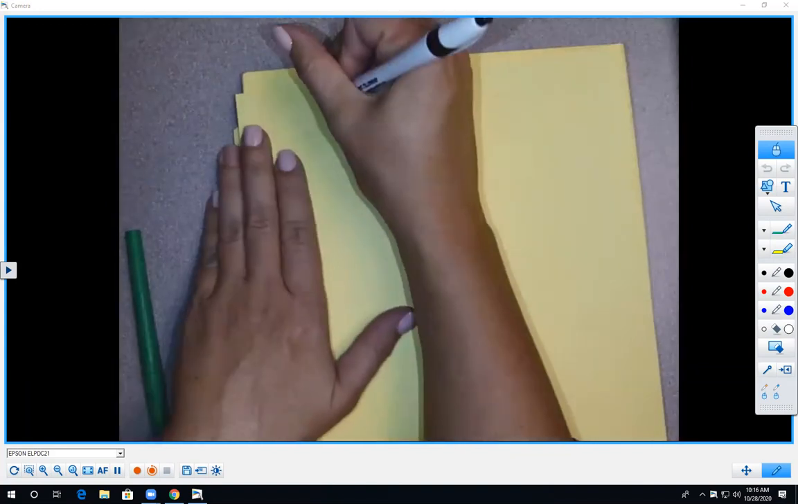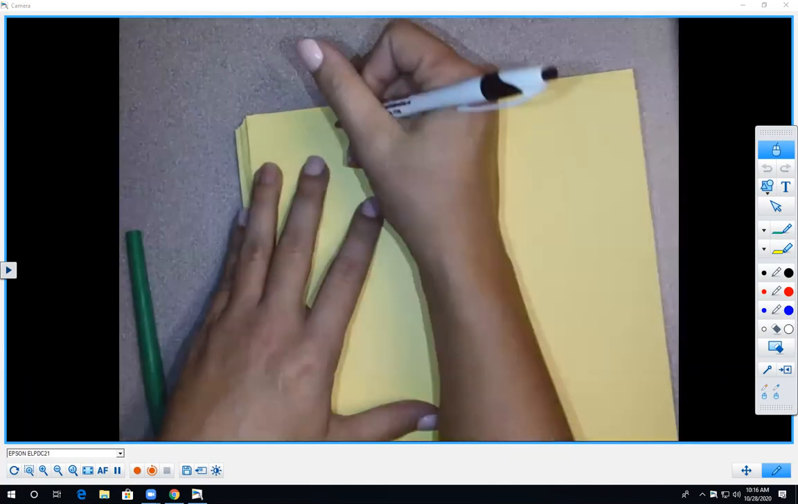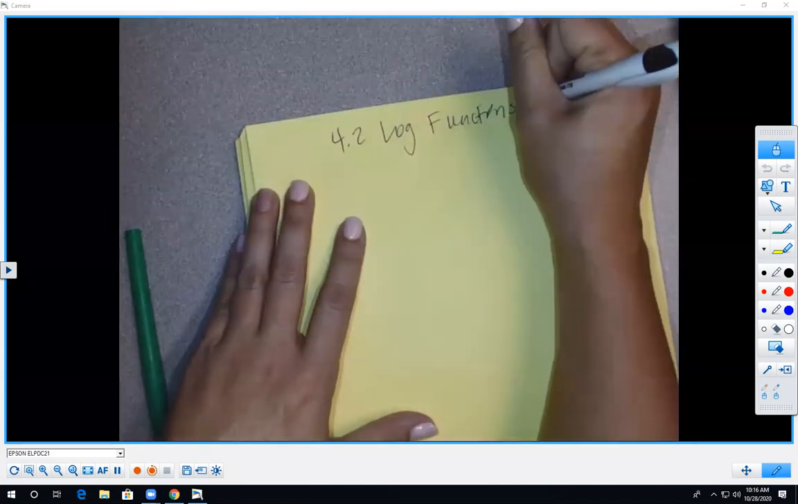Okay, so last time we started talking about log functions, section 4.2. We're going to finish up section 4.2 today. So let's take a real quick second to review a little bit of the stuff we did last time.